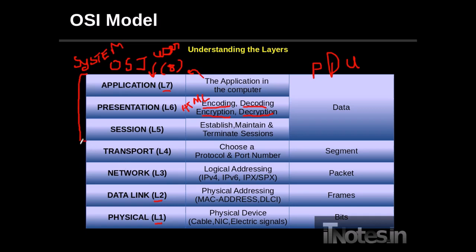As a network engineer, usually we don't look above these layers, but sometimes we do look, but in most cases we don't. So what is the transport layer? The transport layer basically defines the protocol and the port number which is being used. For example, I'm running an HTTP server. The port number will be 80.